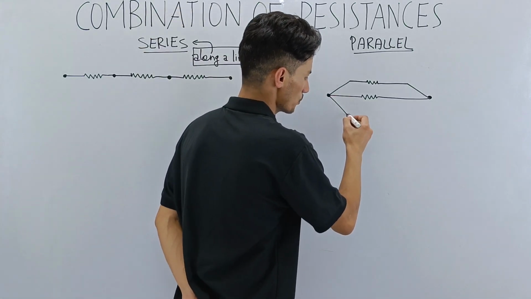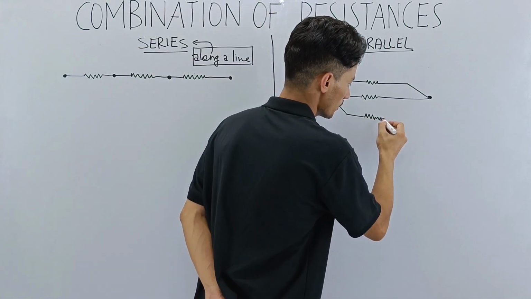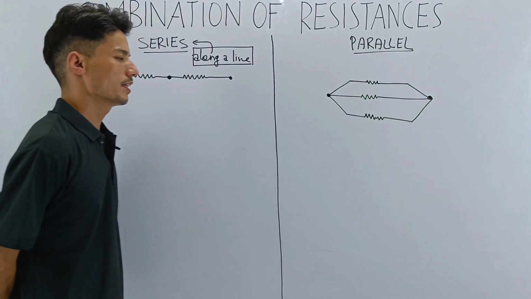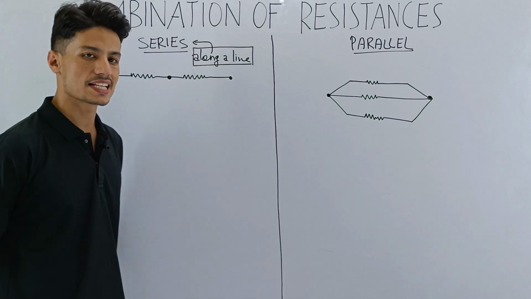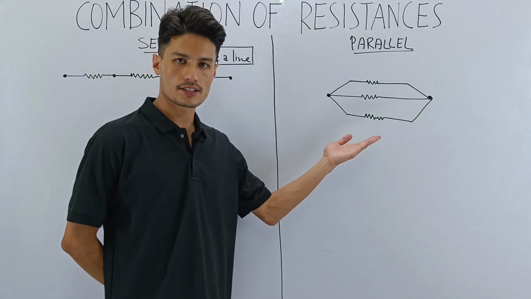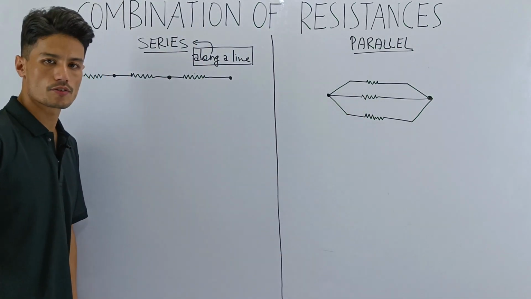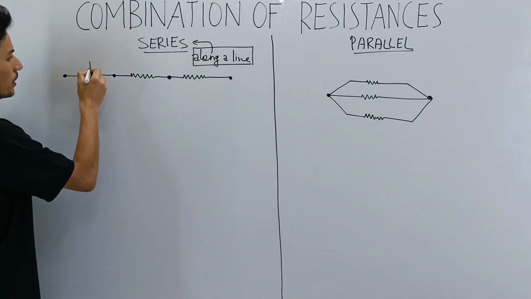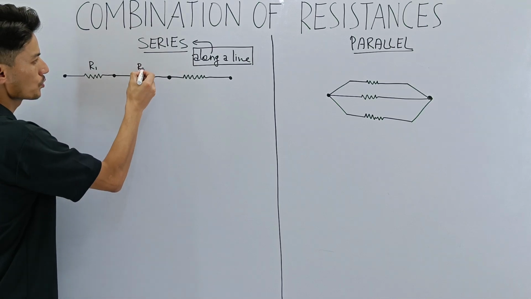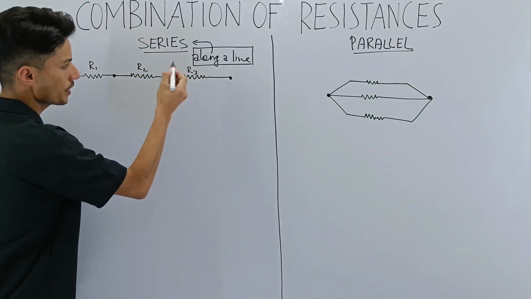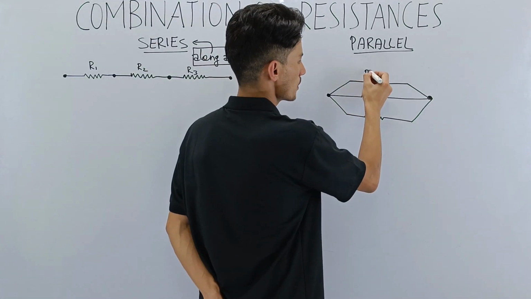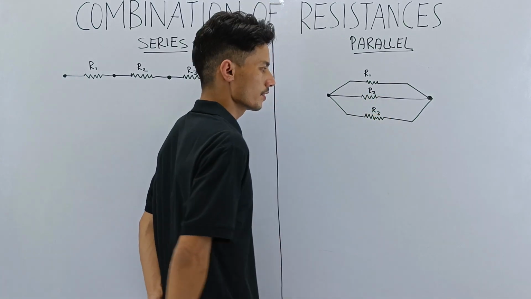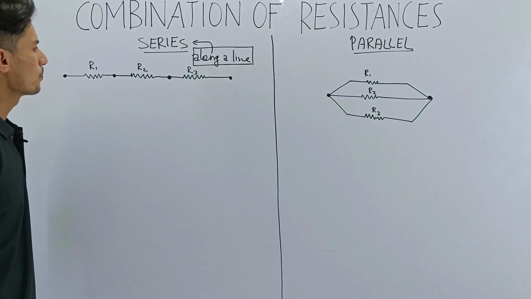Then the third resistance also will do the same thing. And this is how it is. This is how parallel combination of resistances looks like. Simple. So we can call this R1, resistance 2, resistance 3, the same thing here, resistance 1, resistance 2, resistance 3. Alright, now let's complete the circuit.